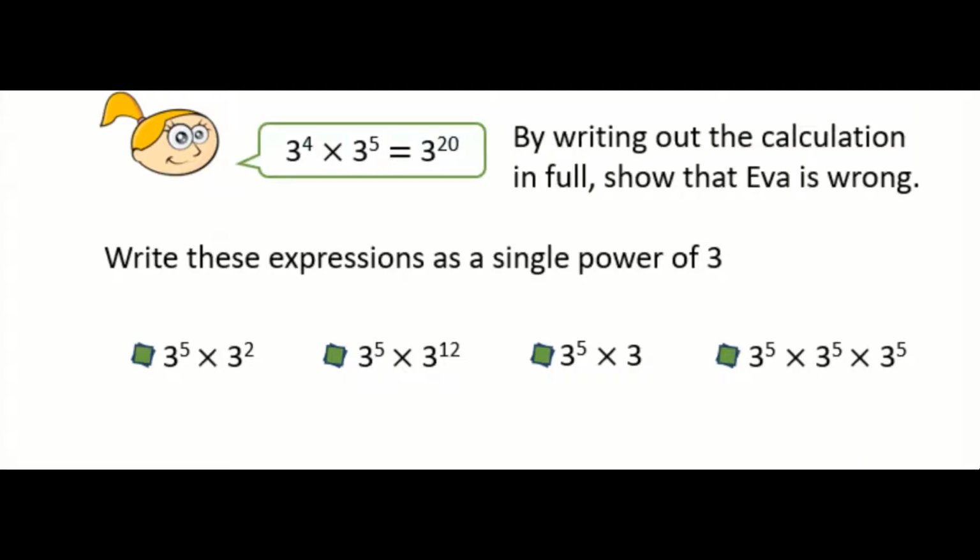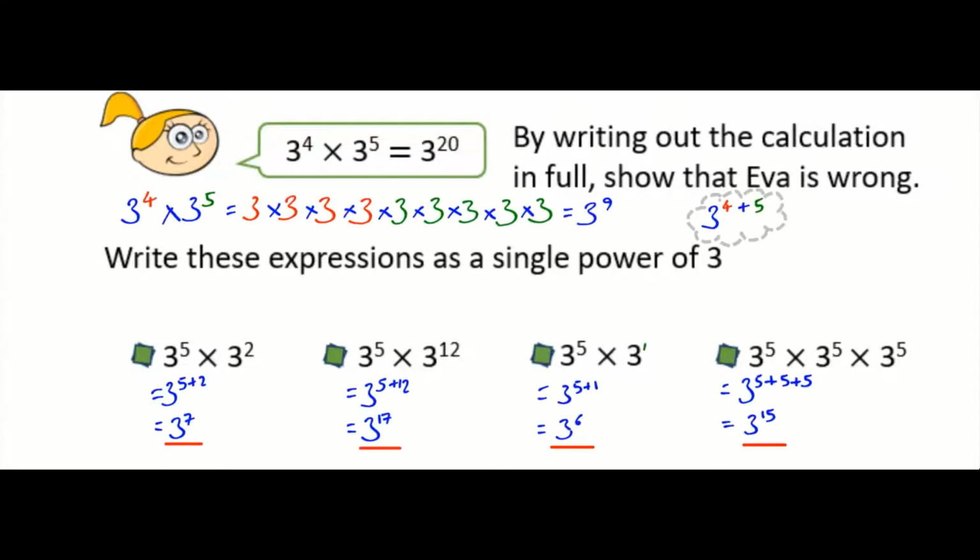This should be revision. Pause the video and have a go at these. So hopefully you've remembered the rule that if you are multiplying powers of the same base, then to get the answer you can just add the powers. Note that the base is the number that you're doing to the power of something, and the proper name for the power is an index, and the plural of index is indices. Check that you got these answers correct.